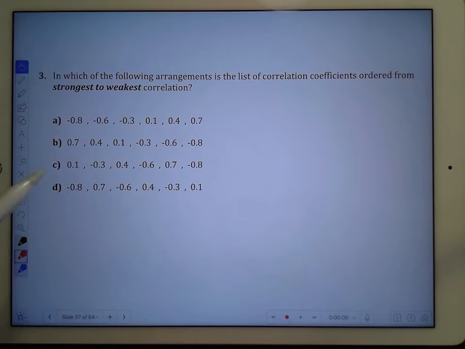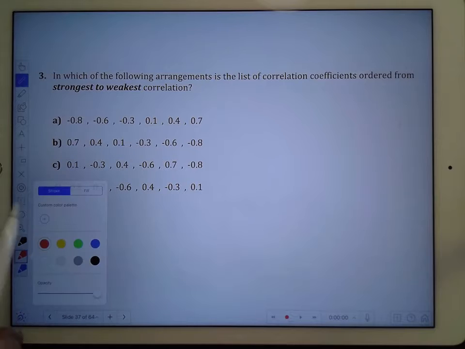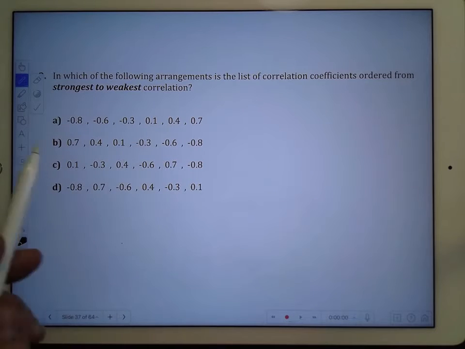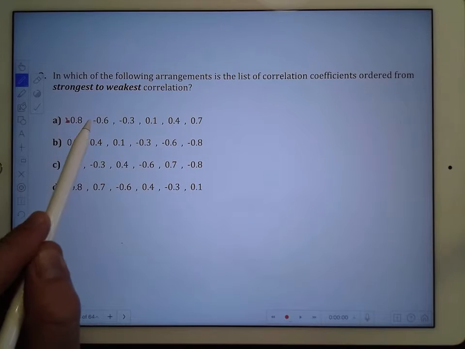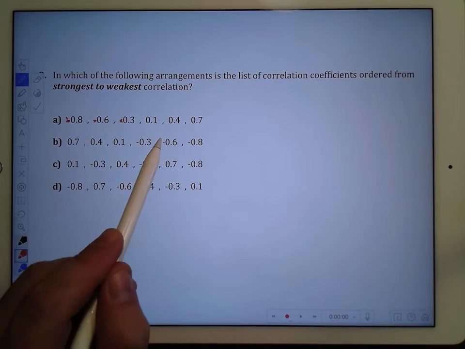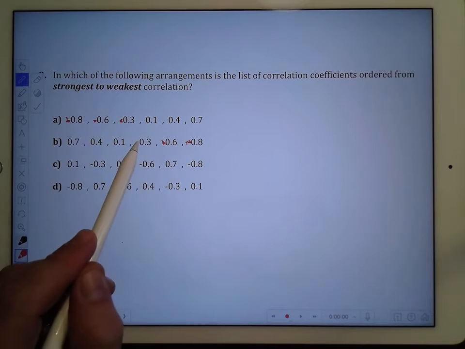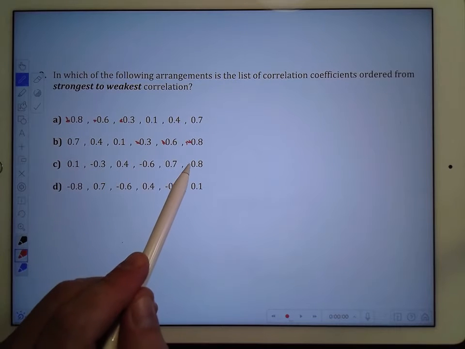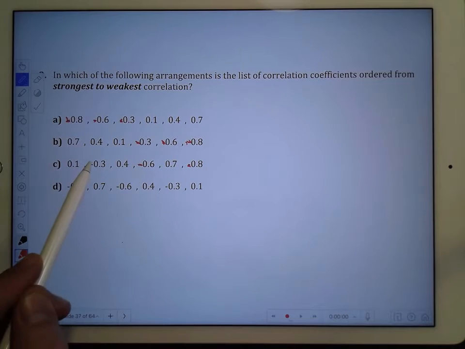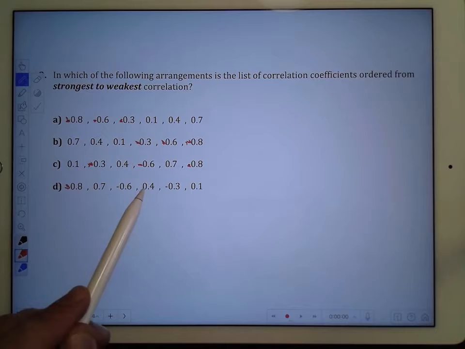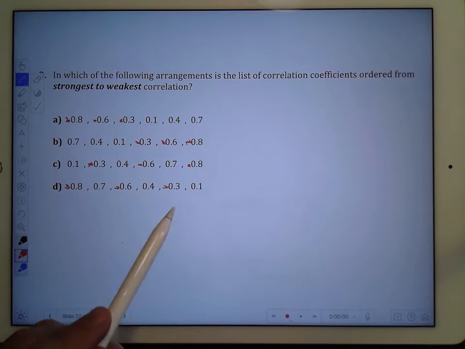And again, I remind you when we're being asked about strength, we really don't care about any of the negatives that are associated with any of these numbers. We can ignore any of these negative numbers and just look at the actual number itself in order to determine where the strongest and the weakest are. So I'm just scratching those out for a second for effect.